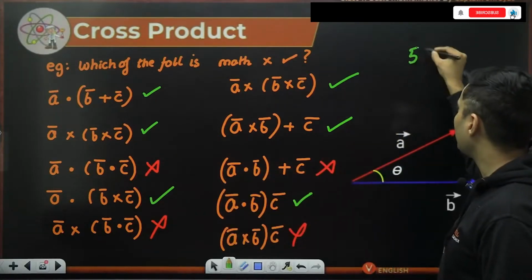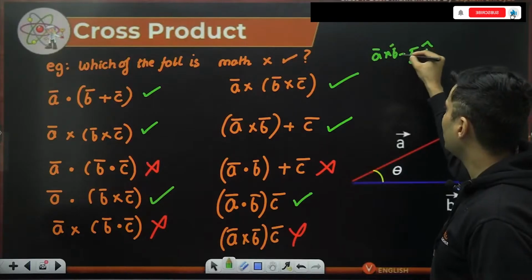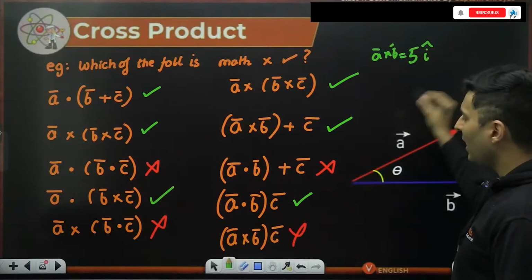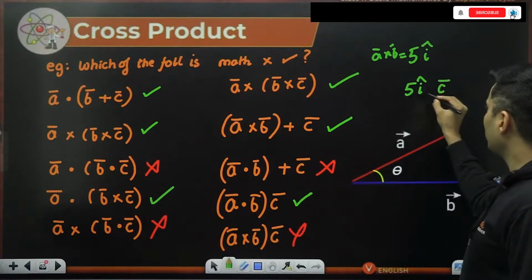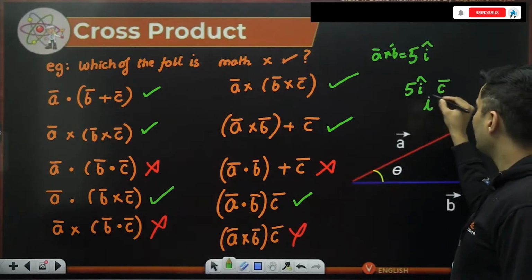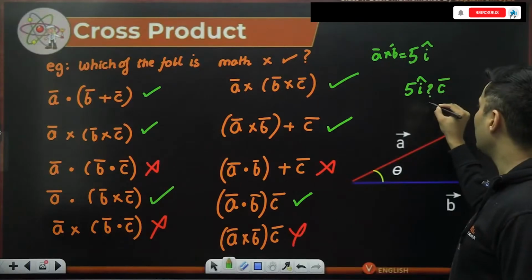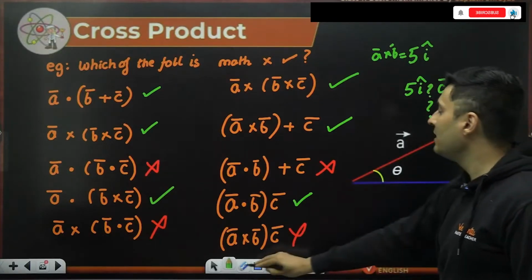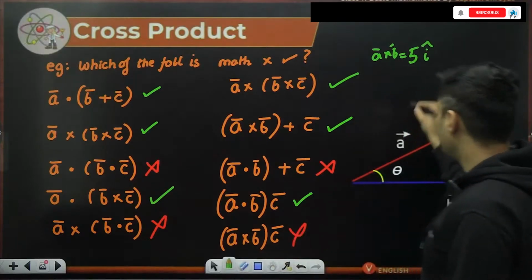Maybe let's say A cross B is 5 I cap, and C bar is some vector. So how can I write 5 I cap C bar without a symbol? What is the symbol between them? There is no symbol. It is illegal to write it without a symbol. Two vectors can't be just written down adjacent to each other.